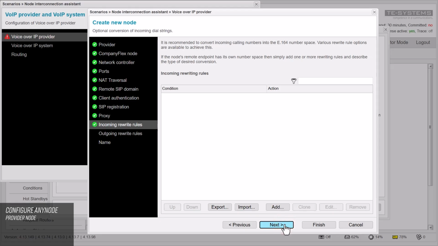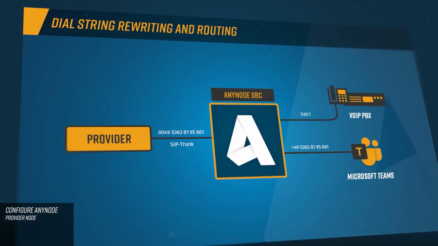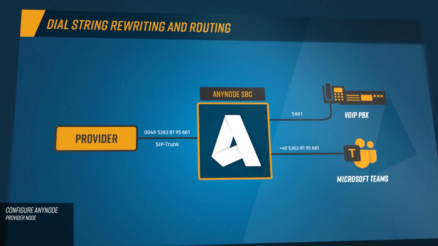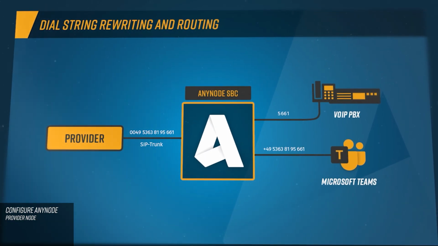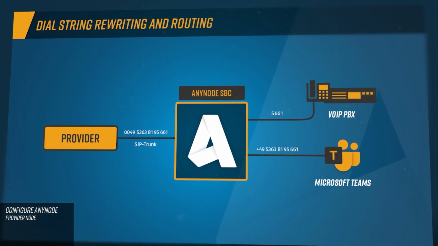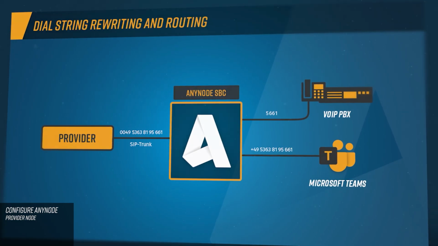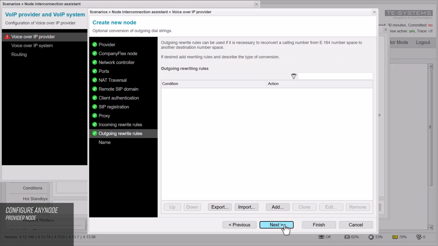You can enter dial string rewritings here. For example, Microsoft Teams direct routing or Zoom phone premise peering generally requires phone numbers to be in the internationalized E164 format. We recommend transferring everything to the internationalized E164 format with a plus sign as an optimal procedure and best practice before routing. Deutsche Telekom Company Flex SIP trunk uses the international E164 number format, so we don't need any rewriting rules here. Hit Next to continue.